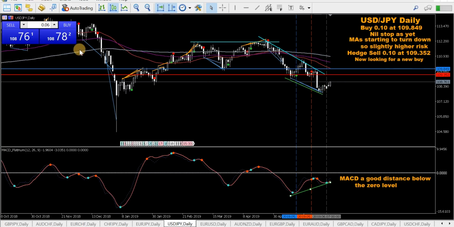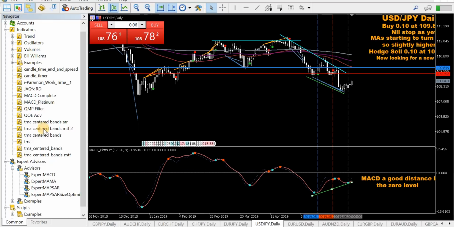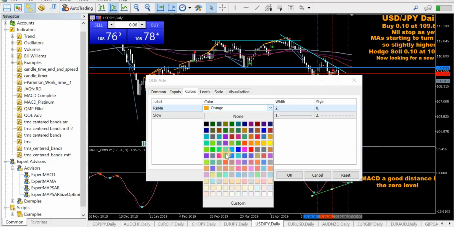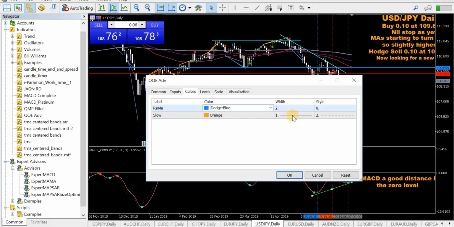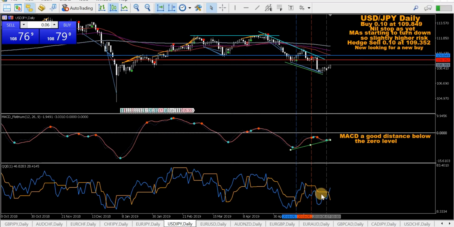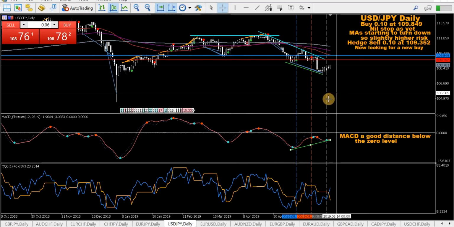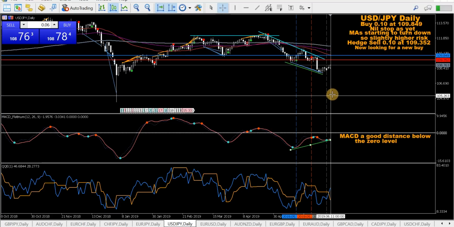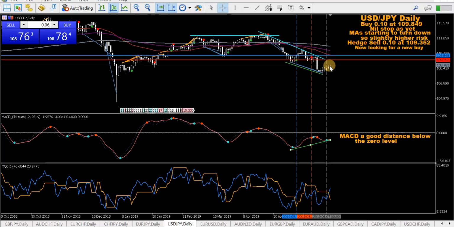Tomorrow, I'm thinking if I just put the QQE on the chart, put that on blue. Should change it so it's all blue. See how close this is to crossing. And yeah, tomorrow, if everything remains the same, that will be a confirmed cross on the QQE, which means there'll be a buy signal on the QMP filter.